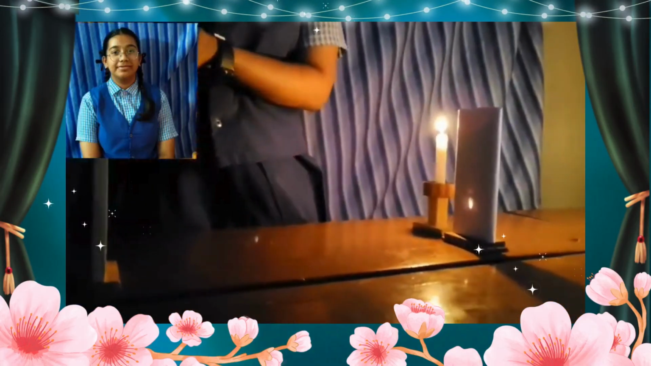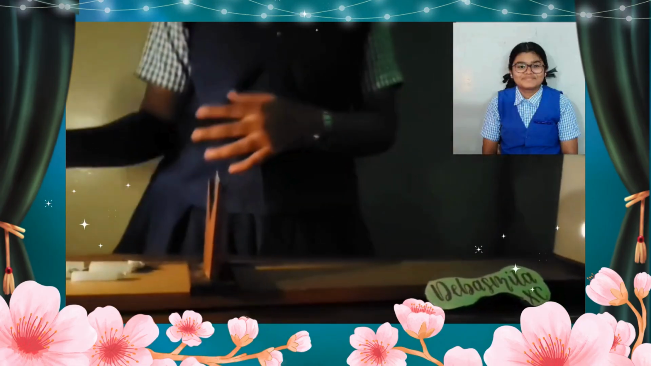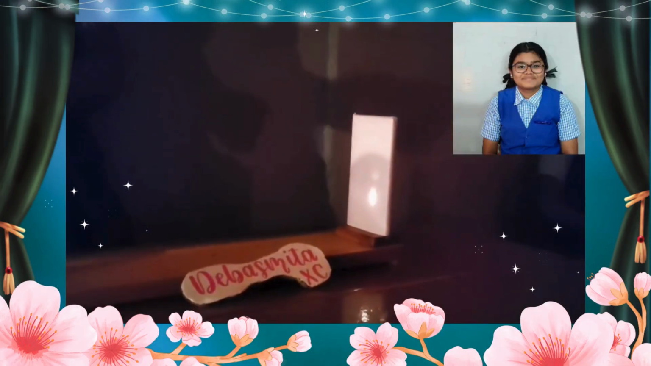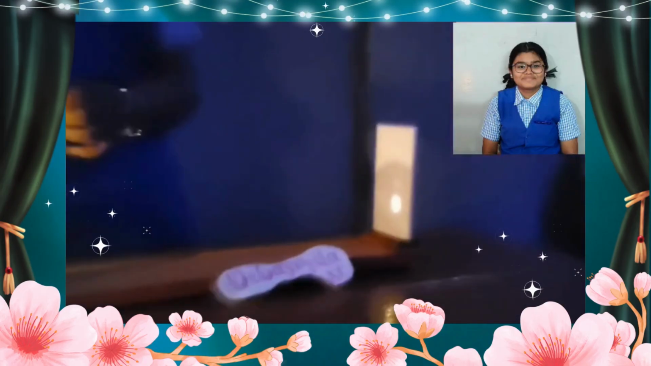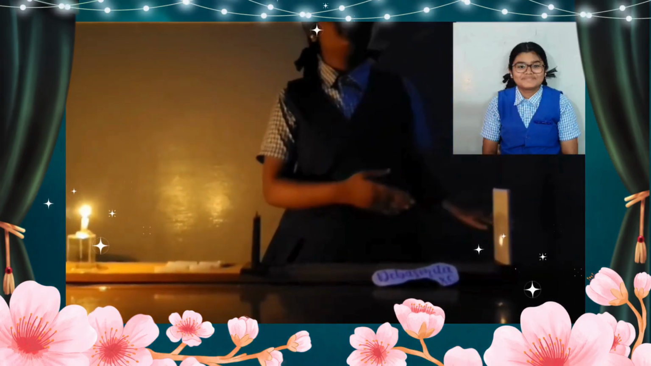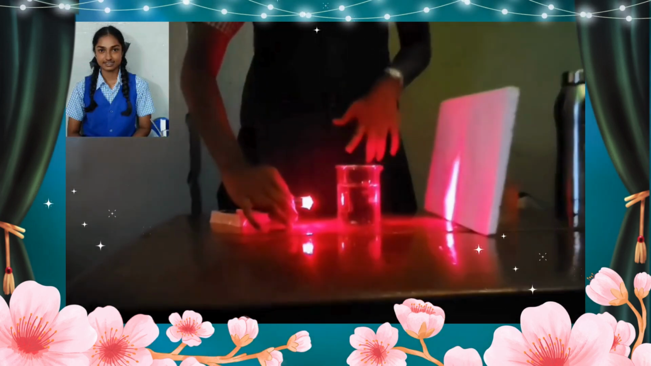Light reflects from the concave mirror and forms a real and inverted image. A real inverted image is formed by a convex lens. So this is the object placed in this beaker. When the rays from the object fall on the convex mirror beyond its focal point, it forms a real and inverted image.